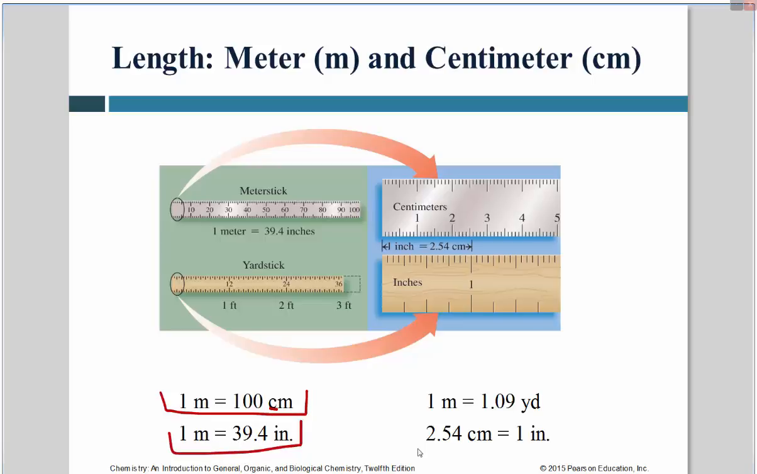Whereas if we look at meters and inches, we're looking at a very odd set of numbers. 1 meter to 39.4 inches. That's not as easy to calculate in your head. That's more than just moving a decimal place. Same with meters and yards, 1.09. It's a much more time-consuming and tedious process to calculate that. Centimeters to inches is 2.54.